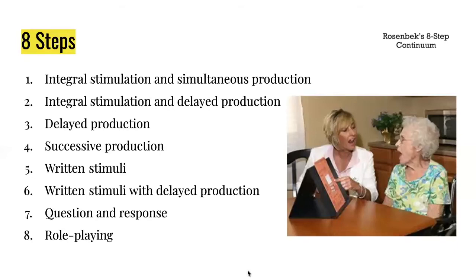Step 5, the client produces the target simultaneously while looking at written stimuli. In step 6, written stimuli occurs with delayed production. Written stimuli is presented to the client and then removed, and then the client produces the target. Step 7, the clinician presents a question that elicits a response using the target from the client. In step 8, the clinician produces a role-playing situation in which the clinician elicits the target from the client.